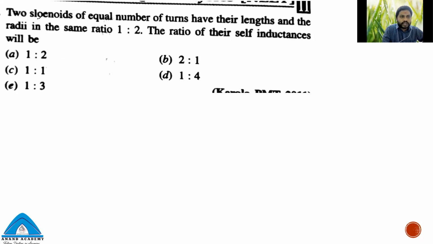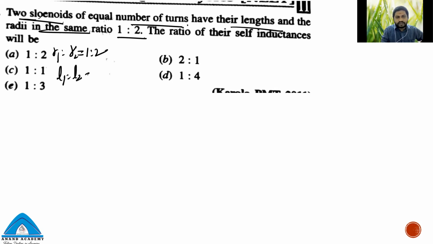Two solenoids of equal number of turns have their lengths and radii in the ratio 1:2. Sorry, R1 is to R2 is 1:2, and lengths L1 is to L2 is also 1:2. The ratio of their self-inductances? So we know L is equal to mu naught N square A by L.